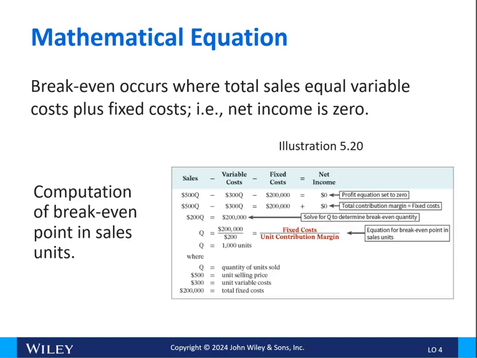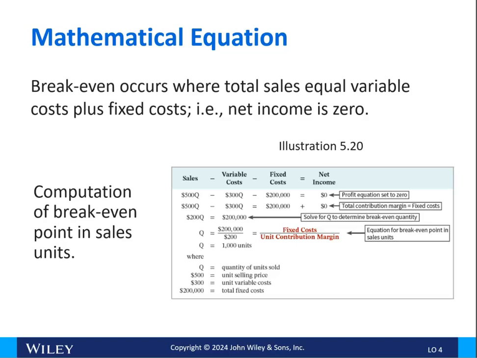So we see an example here of the computation of the break-even point in sales units. Our formula: sales minus variable cost minus fixed cost is net income. We set that where our sales are $500 per unit, variable costs are $300 per unit, and $200,000 of fixed costs. So 500 times quantity minus 300 times the quantity minus 200,000 equals our net income of 0. So that's what the break-even is: our net income is 0. We're just covering costs.